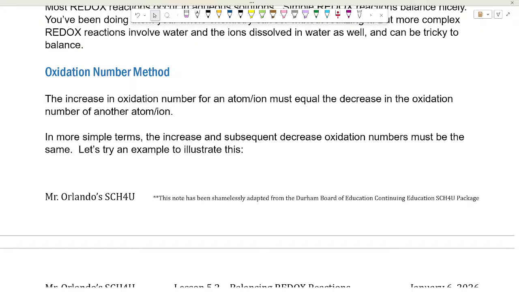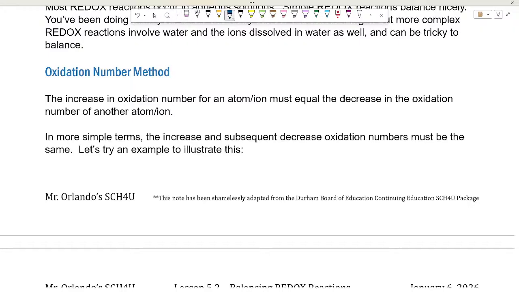Yes. All right. So we're going to, and note, this note has been shamelessly adapted, shamelessly being the key, from the Durham Board of Continuing Education SCH4U package, because it was a really good explanation. I liked it, so I stole it. Good artists borrow, great artists steal. You know who said that? I said that. So let's get to it, shall we?